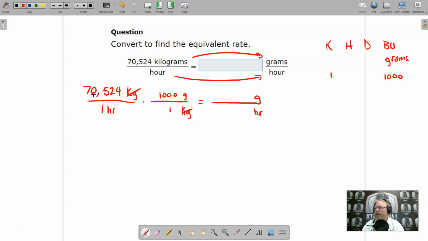All right, we're going to take 70,524 and multiply it times 1,000. So we're taking that 70524 and just need to add 3 zeros on the end. 1, 2, 3. So put some commas in here. 1 times 1 is 1. Look, we're already to a unit rate. So it is 70,524,000 grams in an hour.